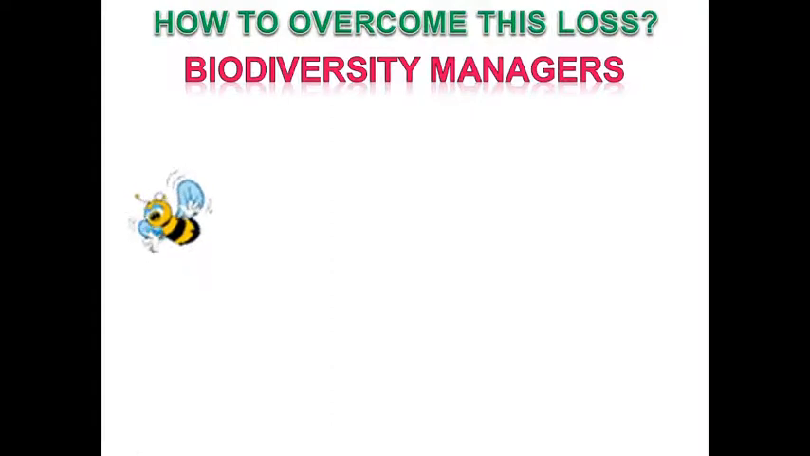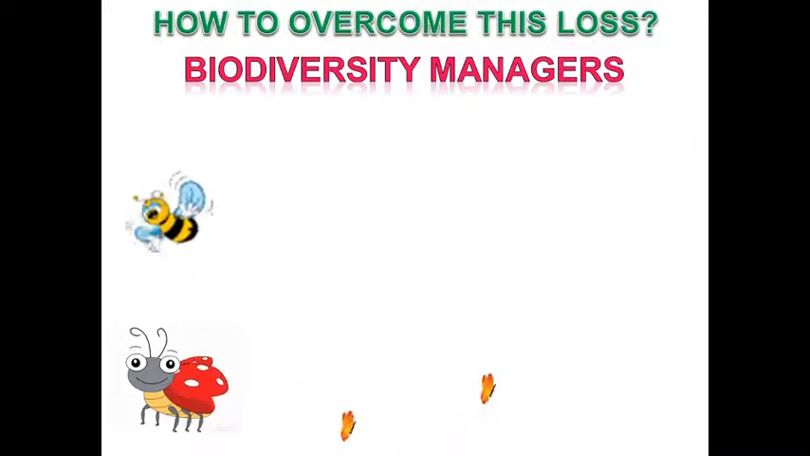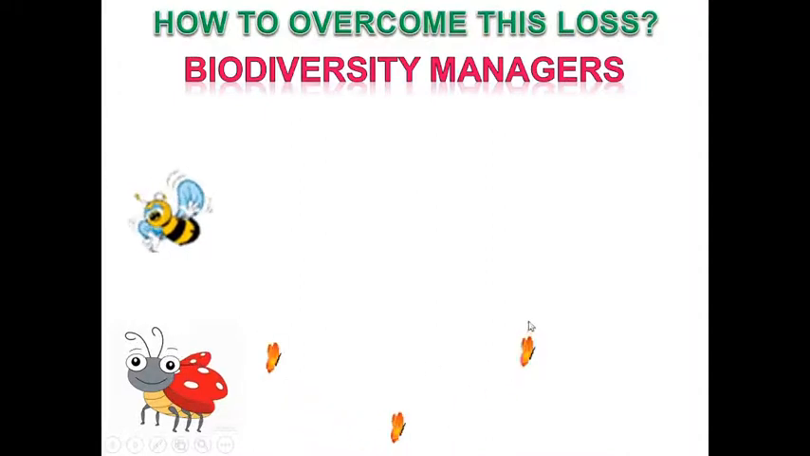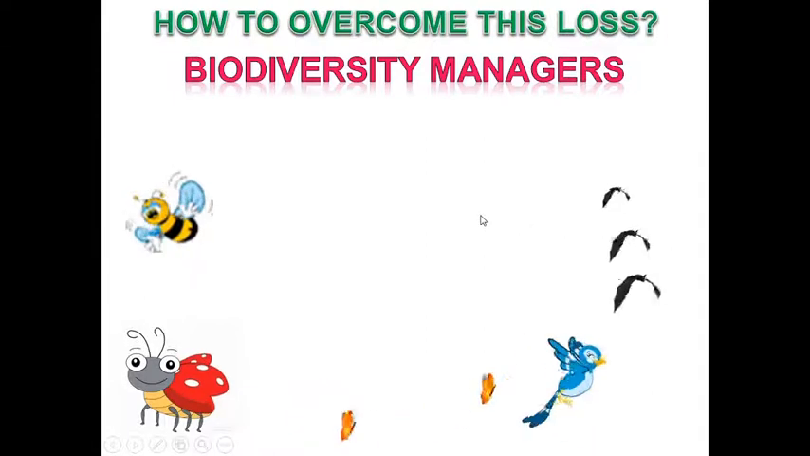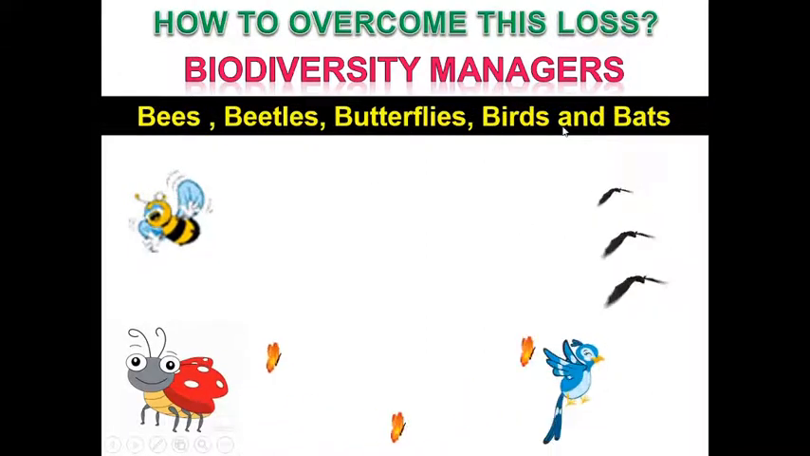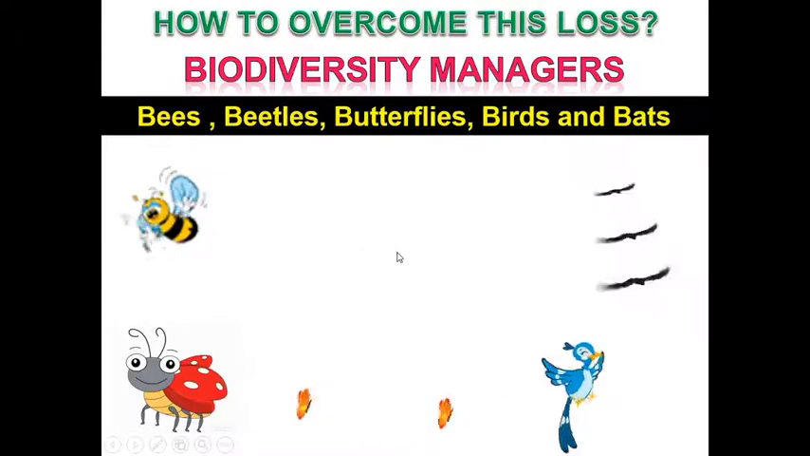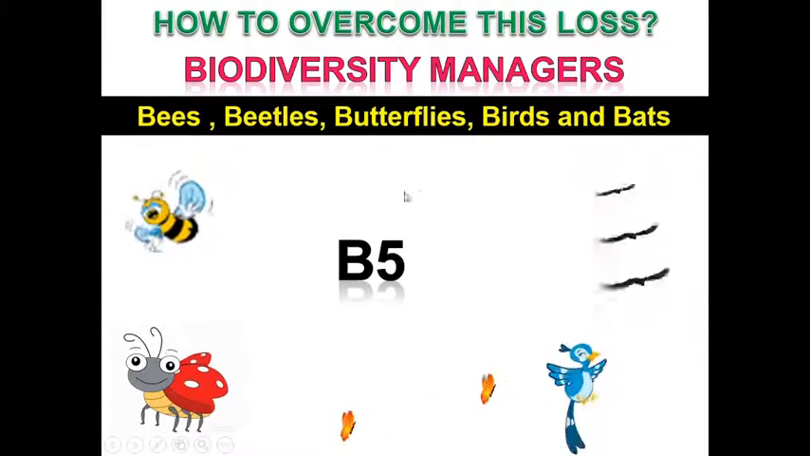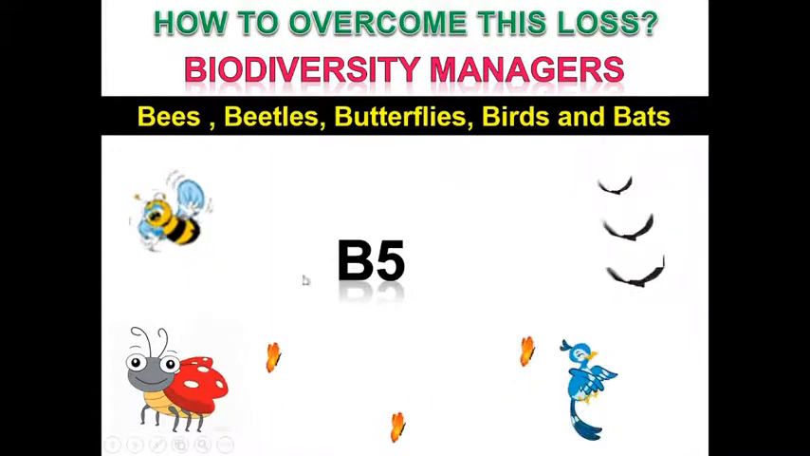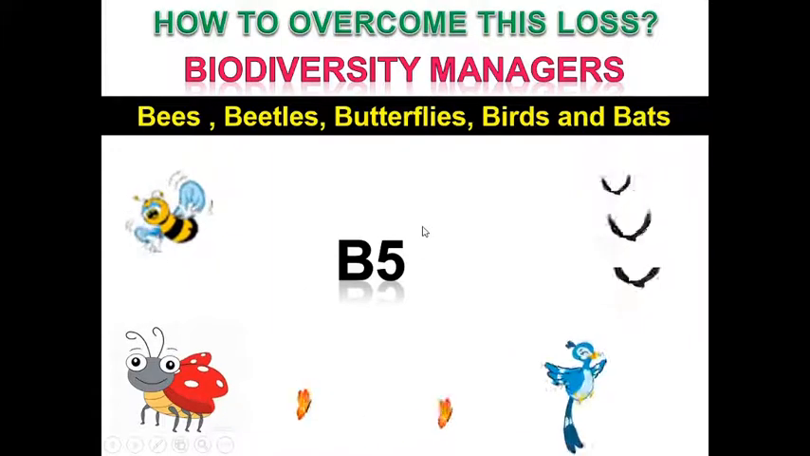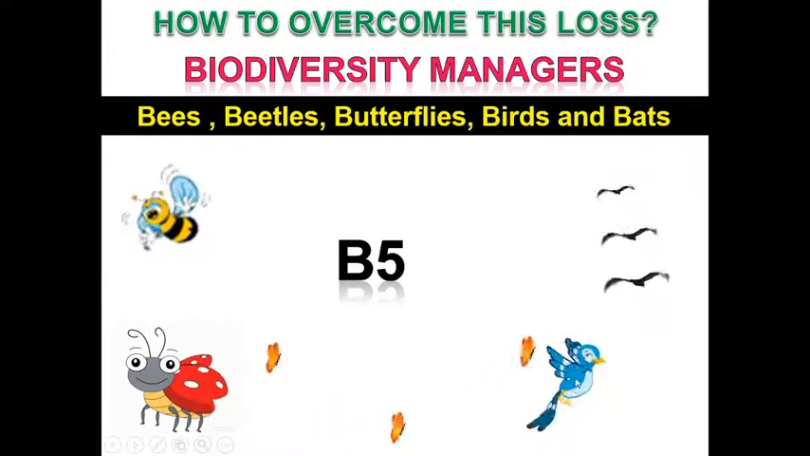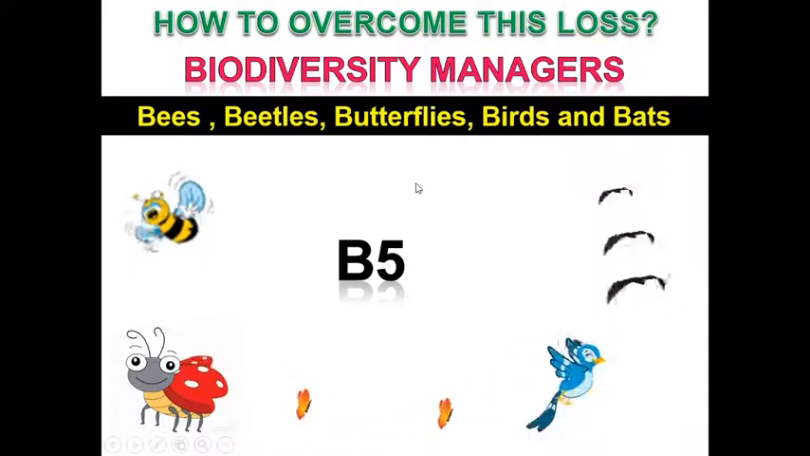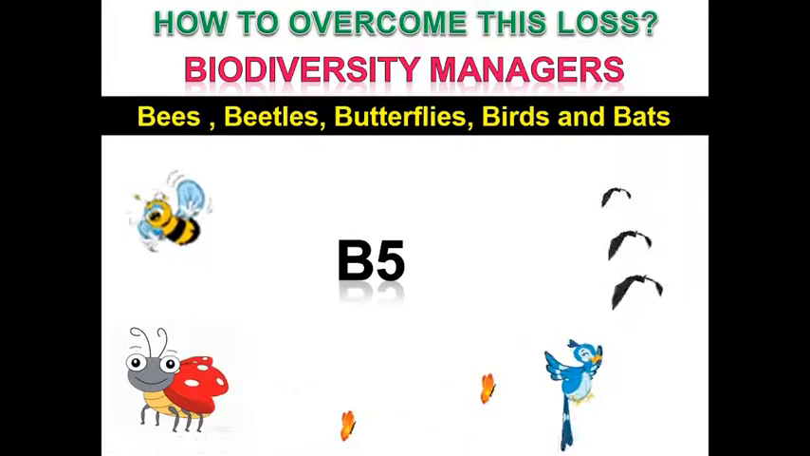I mean, there are five B's. The first one is honeybee, the second one is beetle, the third one is butterfly, the fourth one is birds, and the fifth one is bats. These are the five biodiversity managers. That's why I have mentioned in my title Role of B5 in Biodiversity Conservation. So bees, beetles, butterflies, birds and bats play an important role in biodiversity conservation.